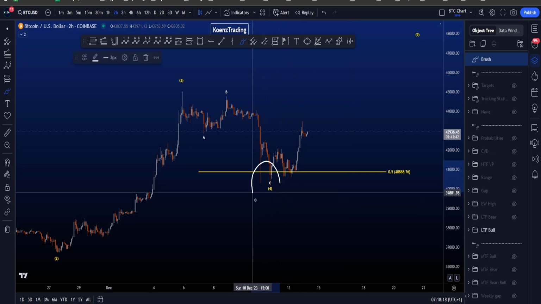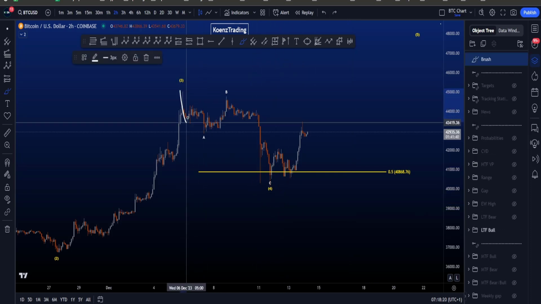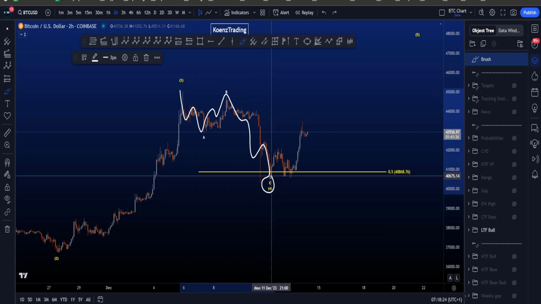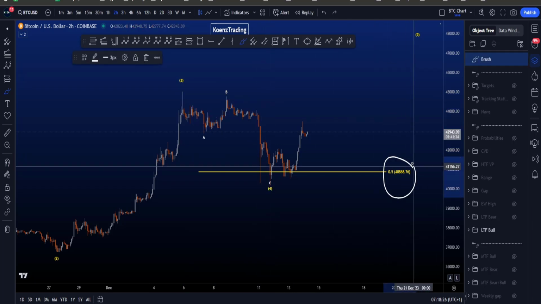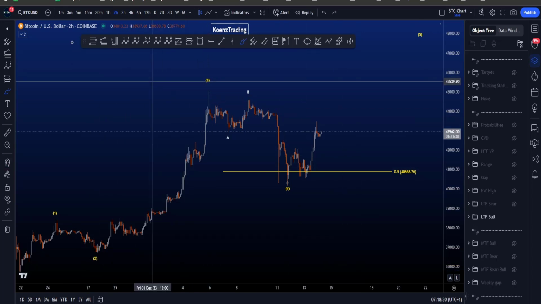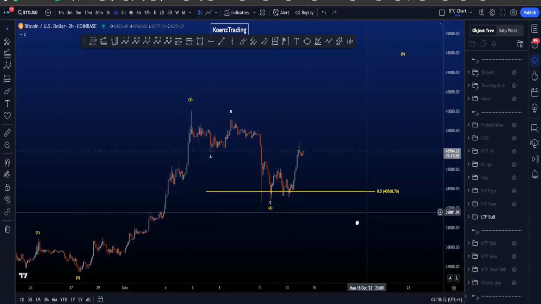In this scenario, wave 4 is finished, and then an expanding flat in a 3, 3 and then a 5-wave move to the downside in wave C, finishing 4 on top of the 0.5 Fibonacci taken from the low of 2 to the high of 3, which is a common target for a wave 4.